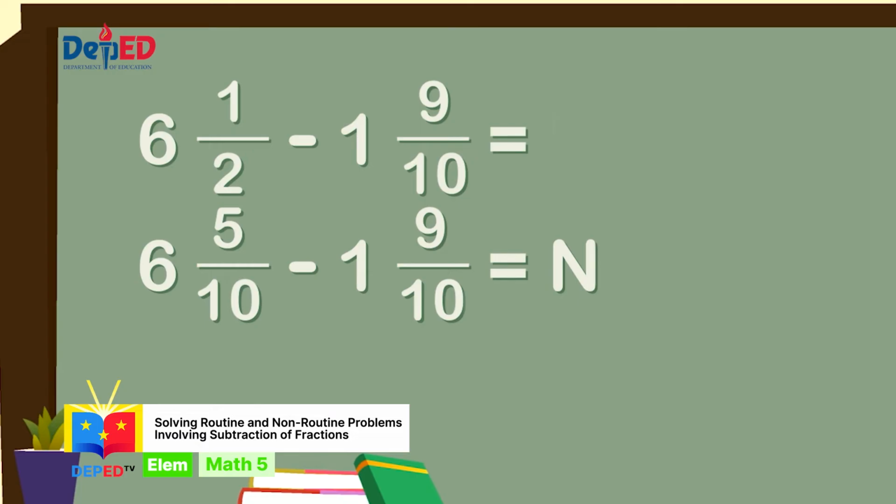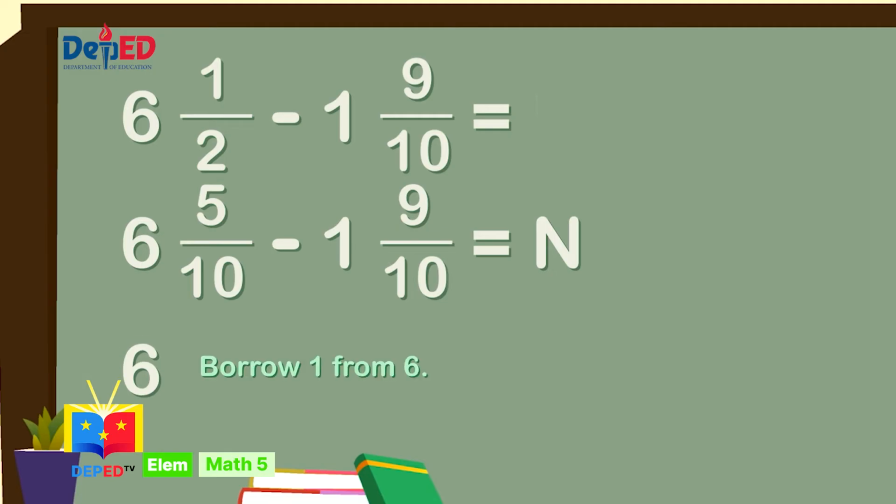Let's take a look at the fractions. Notice that the numerator of the minuend, or the 5/10, is less than the numerator in the subtrahend. Since the numerator of the minuend is less than the numerator of the subtrahend, we need to regroup one whole, or 10/10, from 6 so we can proceed to step 3. Therefore, we will borrow one whole from 6 to be added in our fraction 5/10.